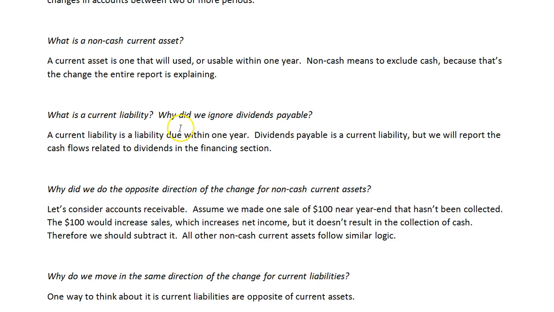What is a current liability? Why did we ignore dividends payable? A current liability is a liability due within 1 year. Dividends payable is a current liability, but we're going to report it in the financing section, because it relates to equity.